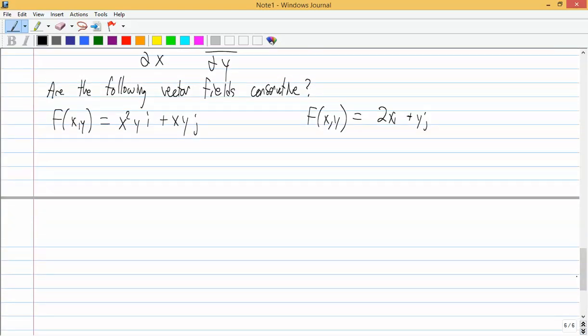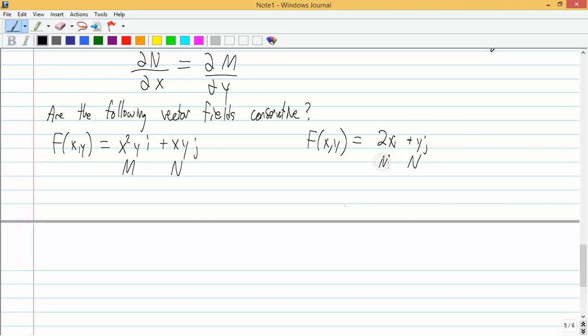Alright, so how can we tell if they're conservative? Do you remember which is m and which is n? This is m, this is n. And so remember that if m is associated with i, it is x. I is related to x. They're double first cousins. That's the direction of x. So remember, you want to do the opposite. So we want to do the partial of m with respect to y.